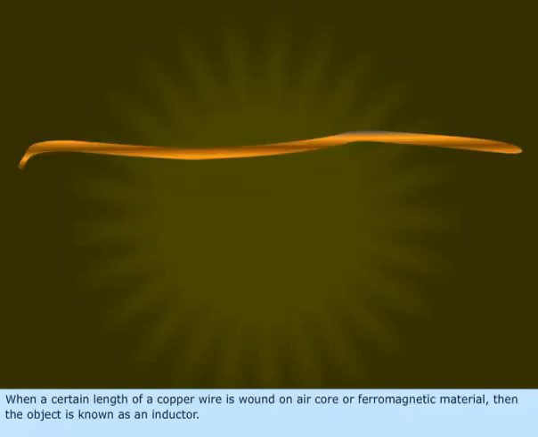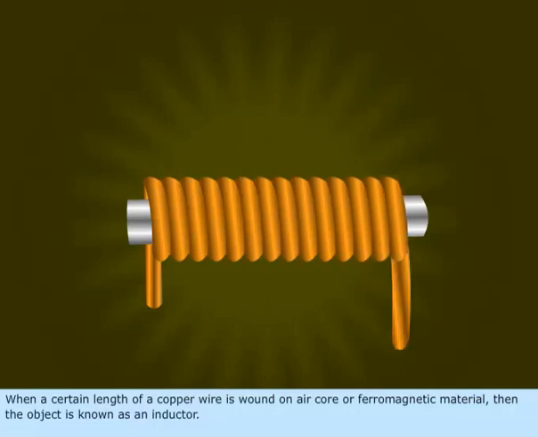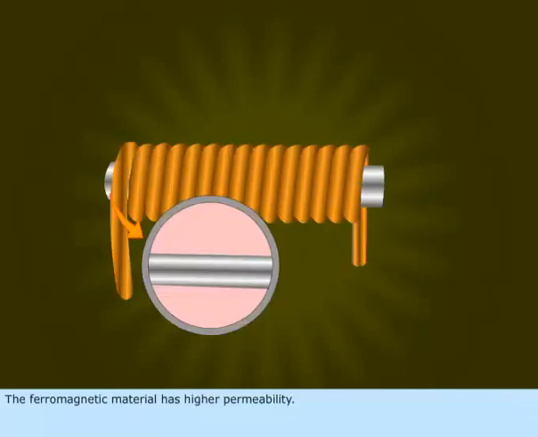When a certain length of a copper wire is wound on an air core or ferromagnetic material, then the object is known as an inductor. The ferromagnetic material has higher permeability.